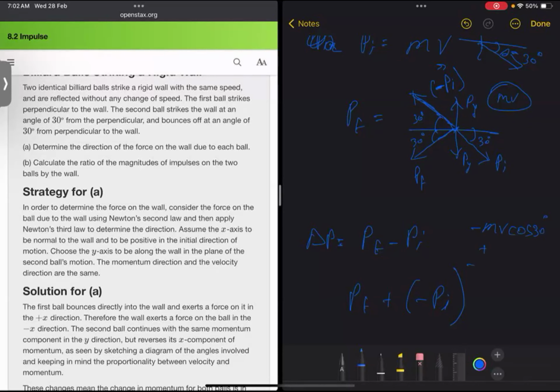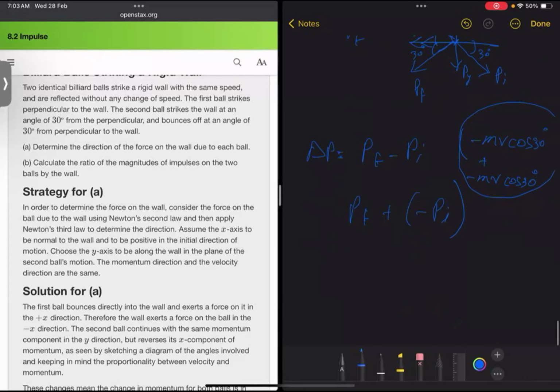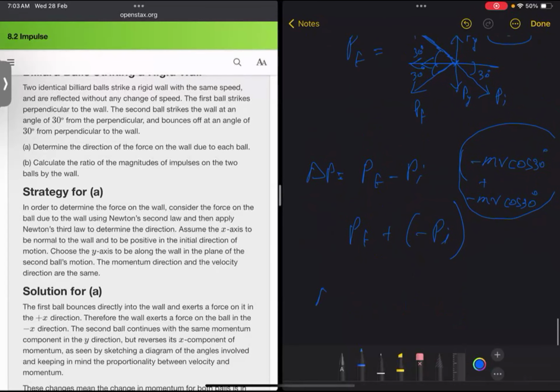Plus negative of mv cos 30 degrees. They are both in the same direction, right? So you will add both of them. So the net change in momentum will be equal to negative of 2 mv cosine of 30 degrees.